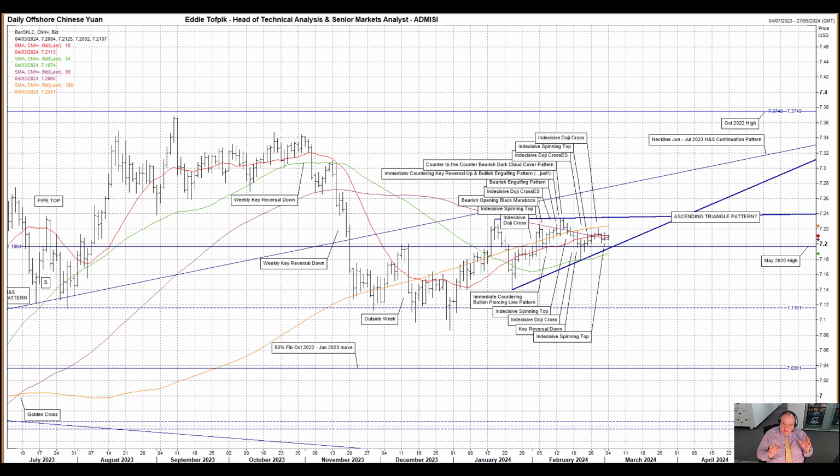I've said this before, but I feel prompted to repeat it here again. We have an unusual situation in the Chinese yuan, not because of the lack of movement, but because 2 weeks ago we had a weekly key reversal up in the US dollar CNY, the onshore Chinese yuan, the spot version, and at the same time we had a weekly key reversal down in the US dollar CNY, again the onshore Chinese yuan, but in the 1 year NDF.